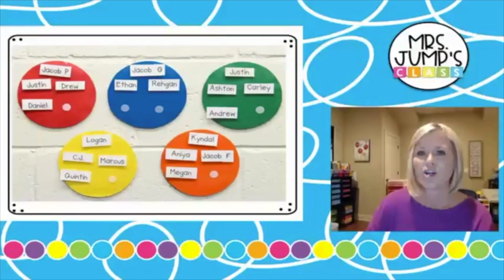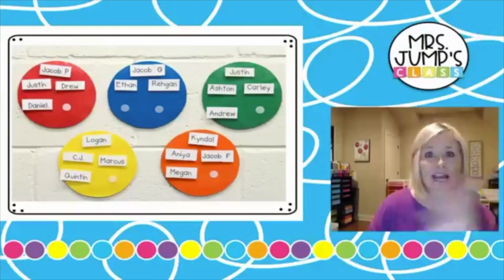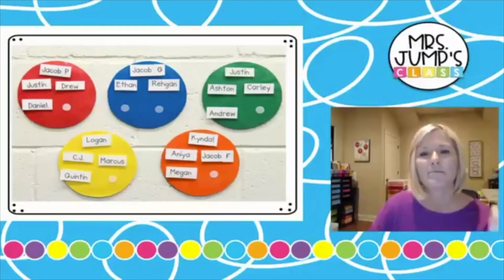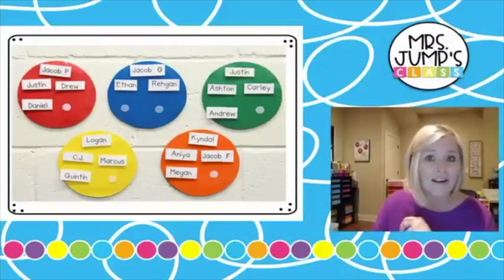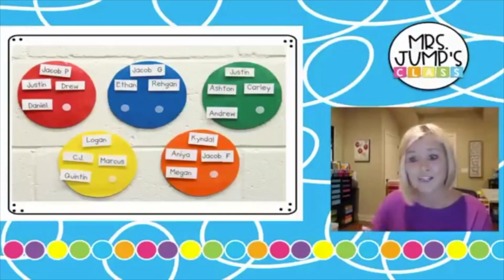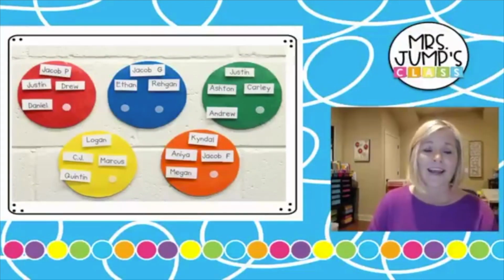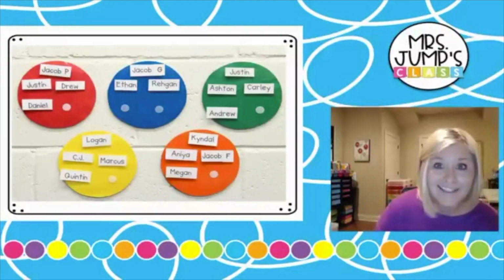And when I'm calling it, I don't ever say, hey, red group, come on back. I don't do that. I'll say, Jacob P, Justin, Drew, and Daniel, I need you to come on back to me. The reason I do that is because if I'm calling them by group, my groups are flexible and they move around a lot. As soon as a kid's ready to move, I move them. So if I'm calling red group and Drew has been in red group for a long time and now he's in blue, he's going to come back to red because that's just what he's used to.